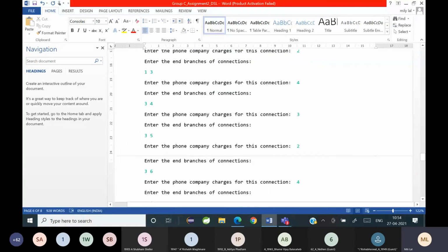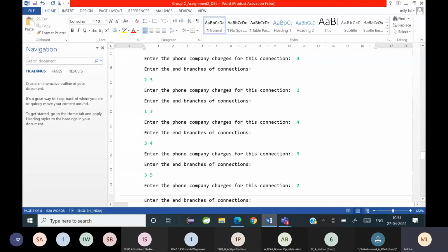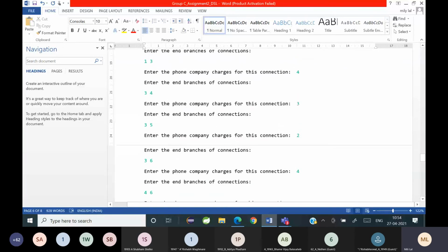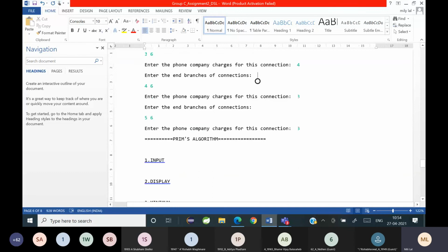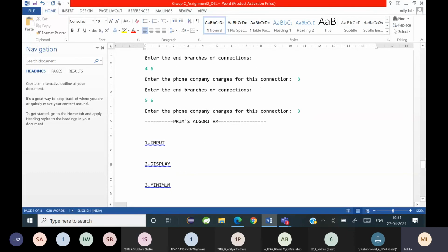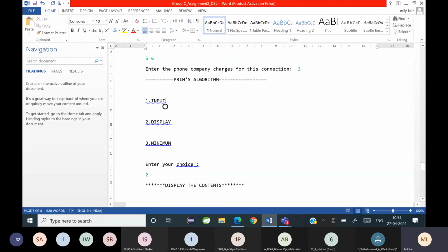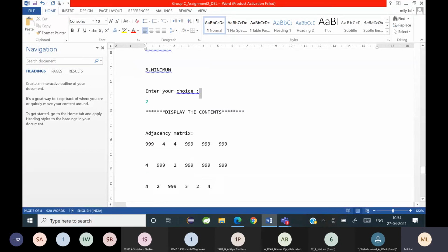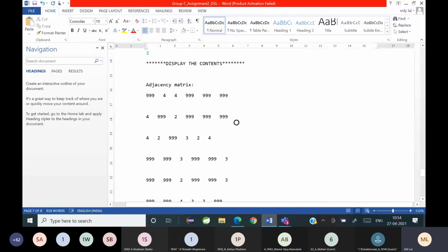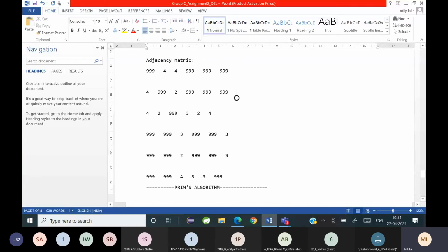So you will enter the edges where the particular connection is there and you will enter the cost for that. Once that is done, the menu will come again. Now you want to display the matrix. You can see how the matrix is displayed. The place where there is no connection is given as 999, and the places where there is a connection, you can see the cost.